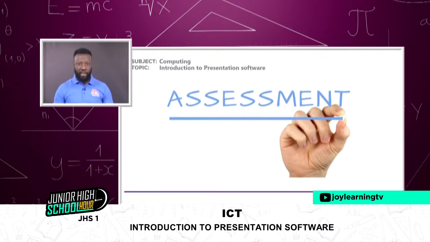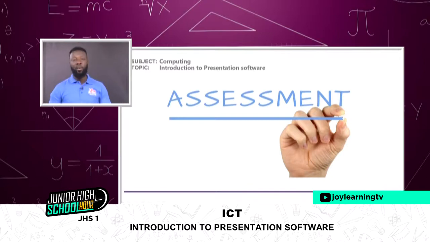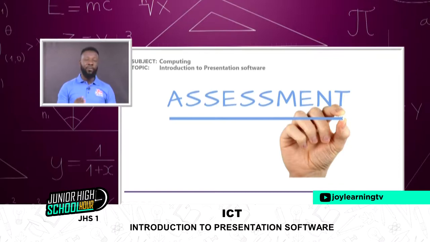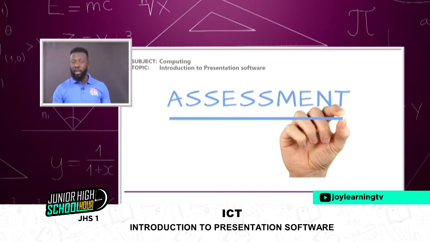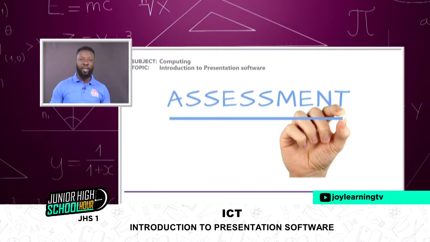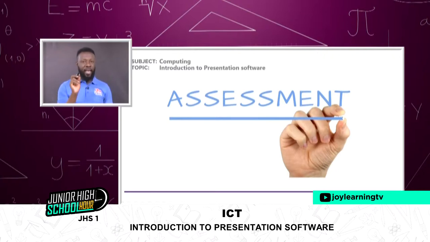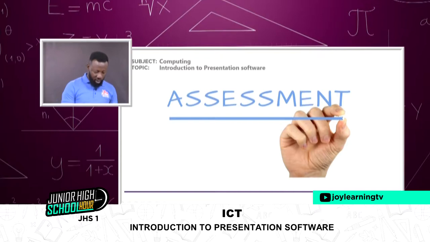Before we go to assignment, I'm going back to, how do we call it, our history again. I said the first presentation that came up was what we call the VCN. Very good. VCN Visicon, which was created in the year 1982. That was the first presentation software. Then the popular one that we use, PowerPoint, was in the year 1987. But remember, the VCN was published in 1984, even though it was created in 1982. So let's go to our assignments.